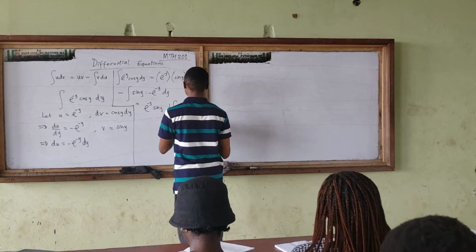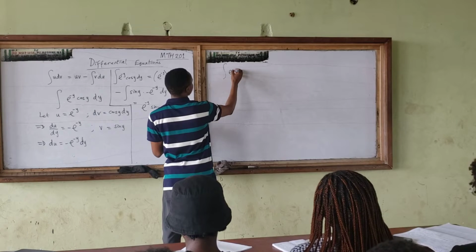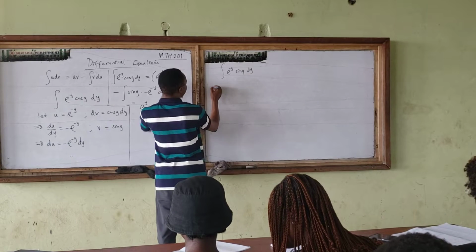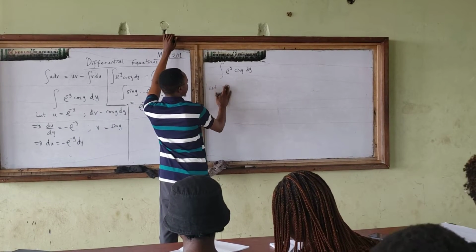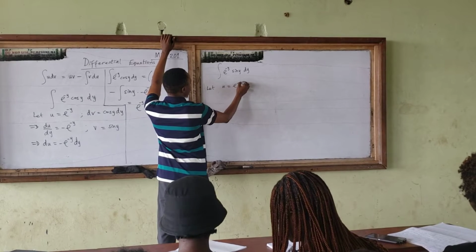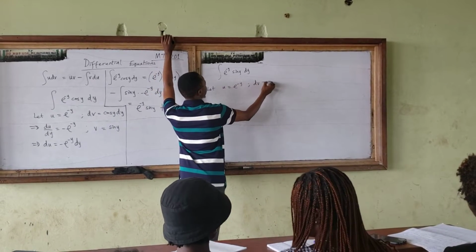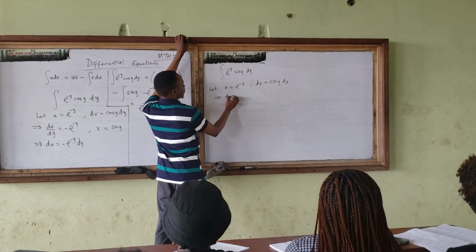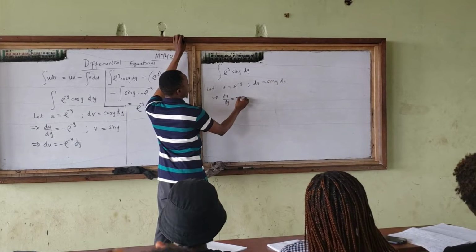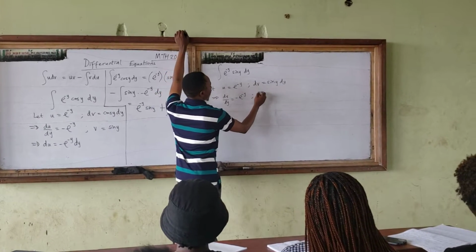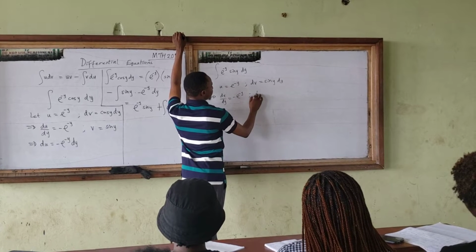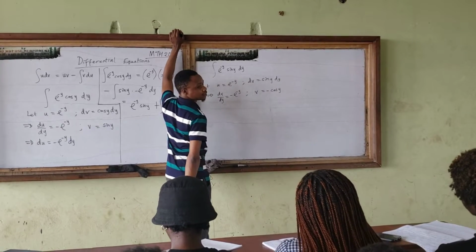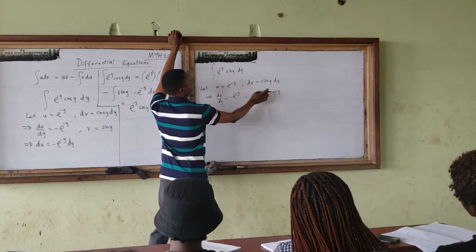So for this integral of e raised to power minus y sine y dy, we can say let u equal to e raised to power minus y and v equal to sine y dy. So du dy equals minus e raised to power minus y, and this v is going to be equal to minus cos y. Does it make sense? Do you understand that? When you integrate this, you're going to get this.